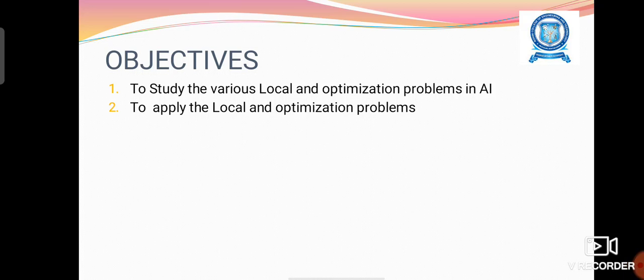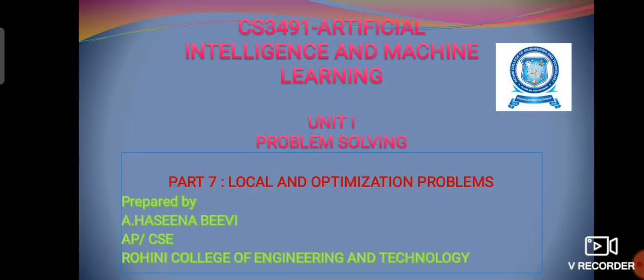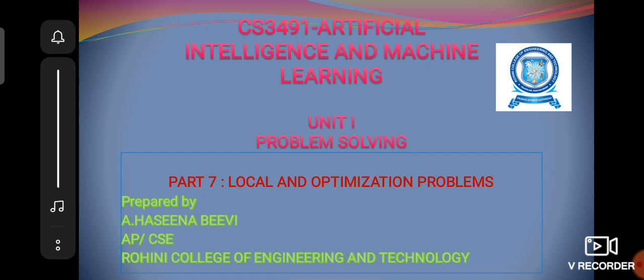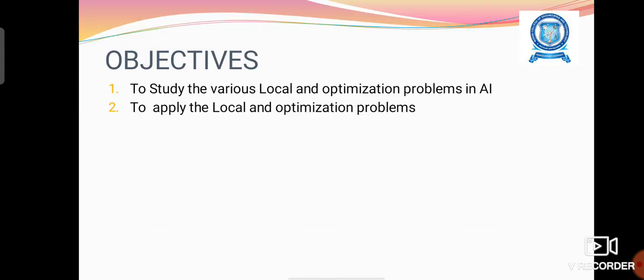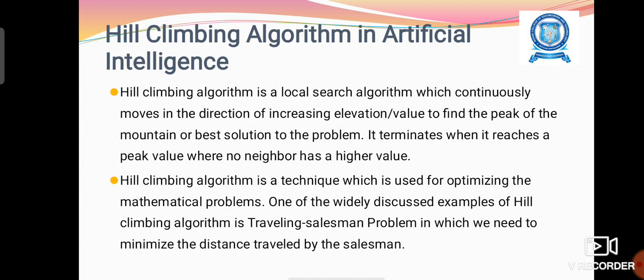Hello everyone. This is the video lecture for the topic Local and Optimization Problems for the first unit of Artificial Intelligence and Machine Learning. The objectives are to study the various local and optimization problems and to apply these kind of problems. Hill climbing algorithm. We are going to see one algorithm in this particular concept.